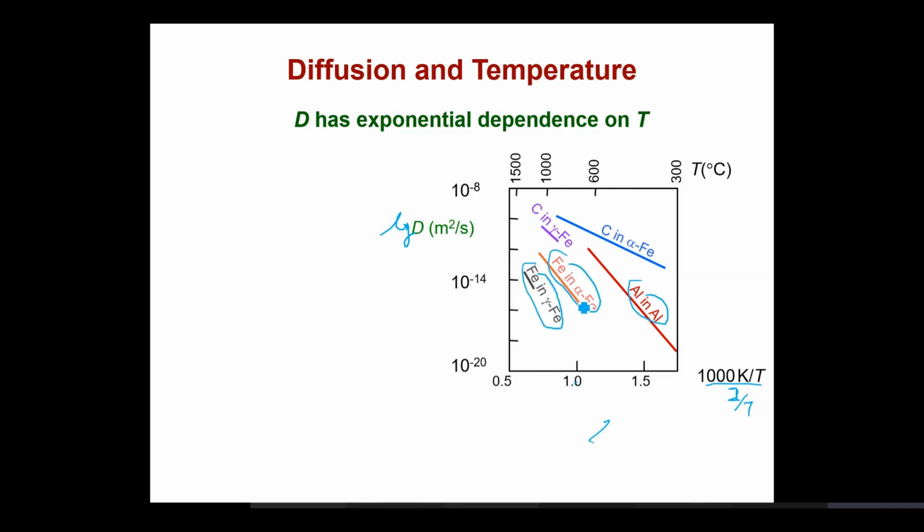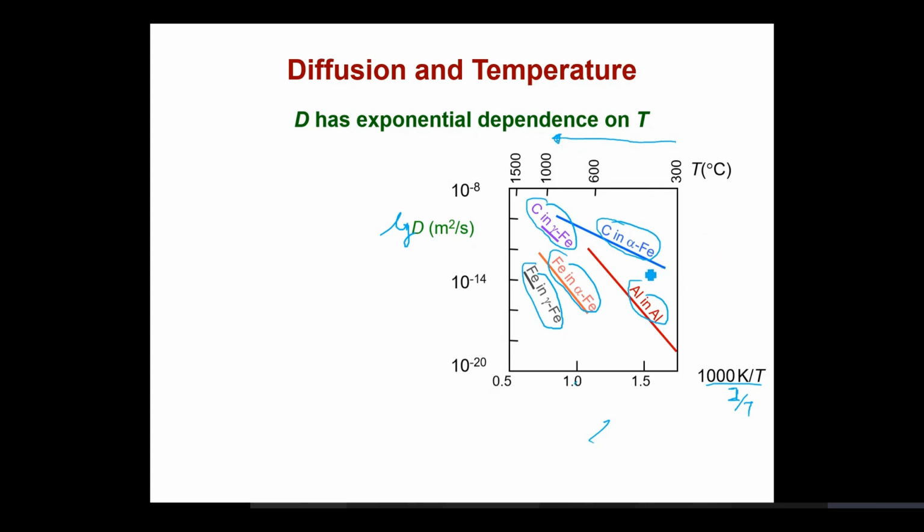It's essentially two phases, but it's a vacancy diffusion process. And then you have carbon in alpha iron and carbon in gamma iron. If you look at this axis over here, the temperature is increasing in this direction. This is the direction in which temperature is increasing.